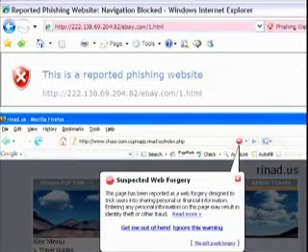OK, so right, these two right here. The top one is what Internet Explorer looks like if it's blocking a website. It actually tells you this is a reported phishing website, and it tells you the URL. This bottom one is Firefox with the Google toolbar installed, and it actually gives you this large warning telling you not to fall for it.